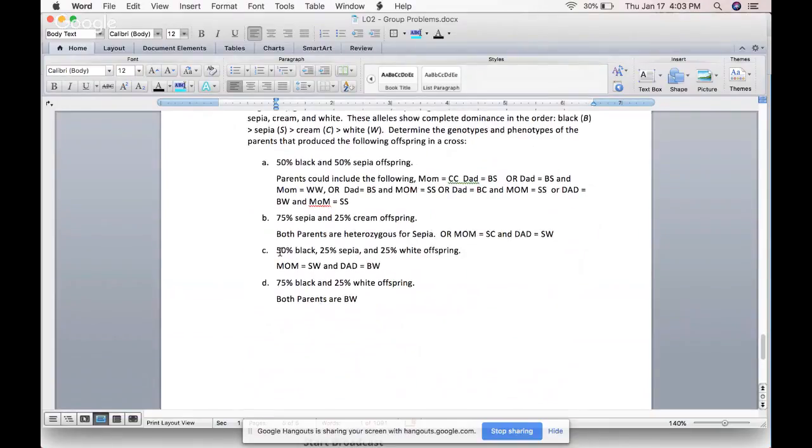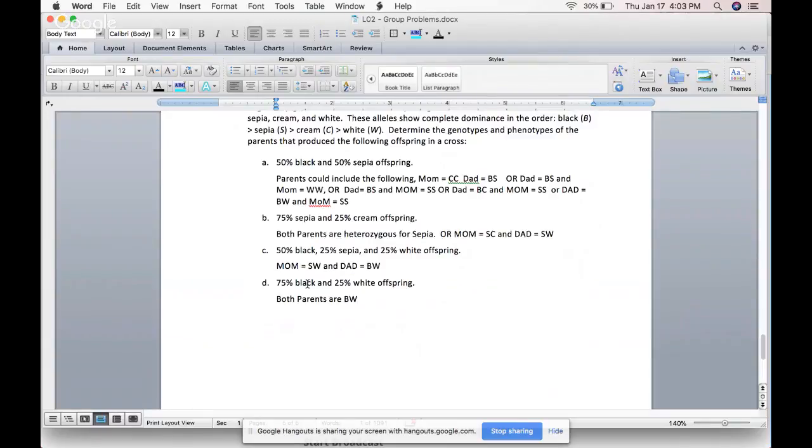I actually really liked C because if you want 50% to be black, 25% of this, and 25% to be that, there's only one combination of mom and dad that would really work with that, as far as I understood it. I could be wrong, but that made sense to me. And then this last one I loved even more, where 75% of them got to be black, and then 25% of them got to be white.